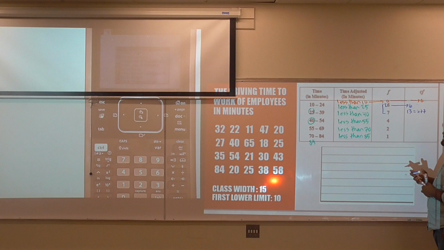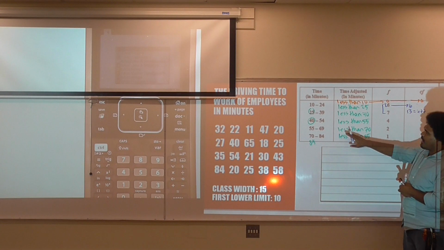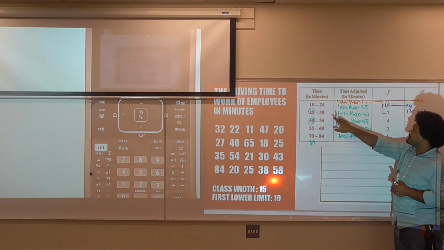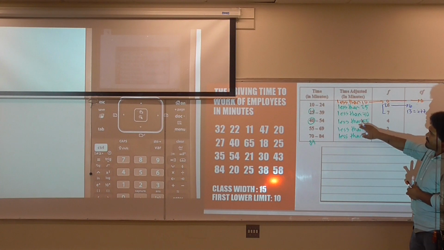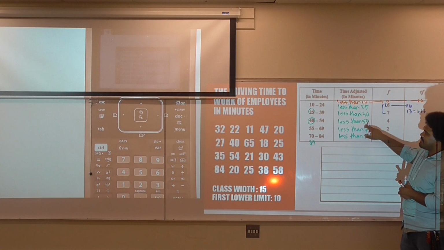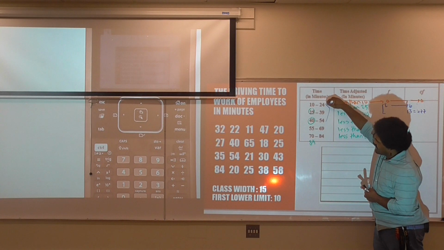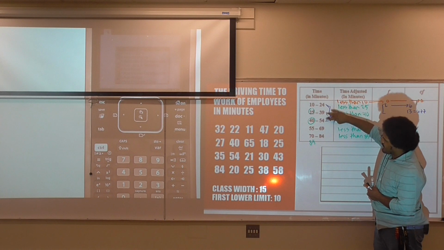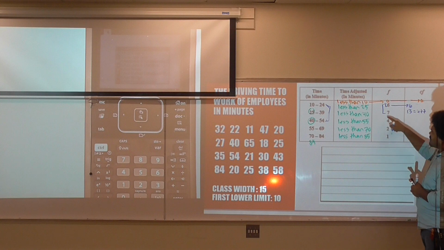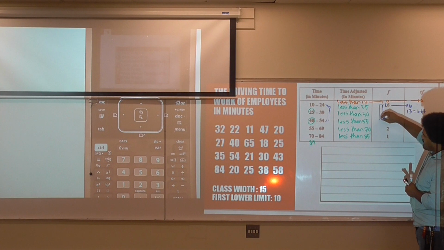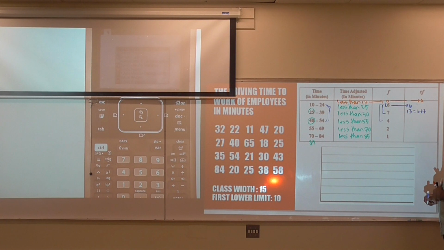I'll repeat the process. If I want to find the cumulative frequency for the third interval, remember, it's all values less than 55. So what are values less than 55? All these guys are here. These are all less than 55. Notice that. So we're looking at all those intervals, these frequencies right here. When we add those up, 6 plus 7 plus 4, we end up getting 17.